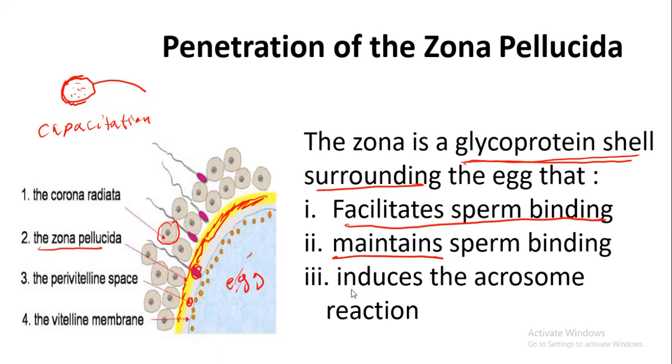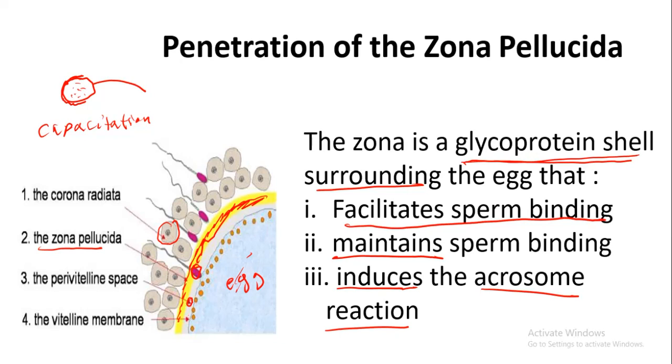And then this same zona pellucida induces the process of acrosomal reaction. I'm just explaining the same things over and over, so it will be very easy for you to understand this concept. The acrosomal reaction is induced by the zona pellucida. So for the acrosomal reaction to take place, the zona pellucida has to help.